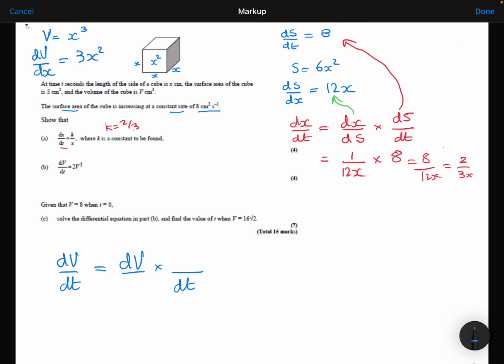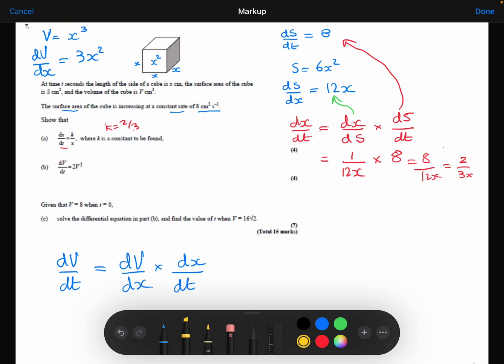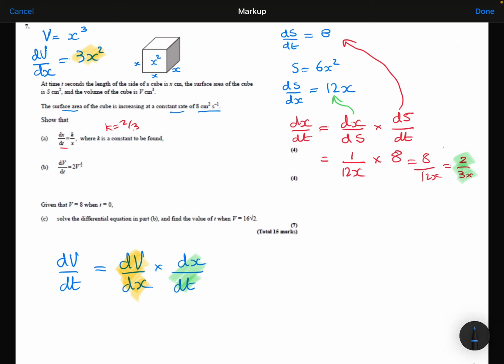Now, I have just written down an expression for dv by dx, and in part A of the question, I got an expression for dx by dt. So this is the 3x squared. This is 2 over 3x. So 3x squared times 2 over 3x. We can see that the 3's cancel, the x's cancel, and we just get left with 2x.